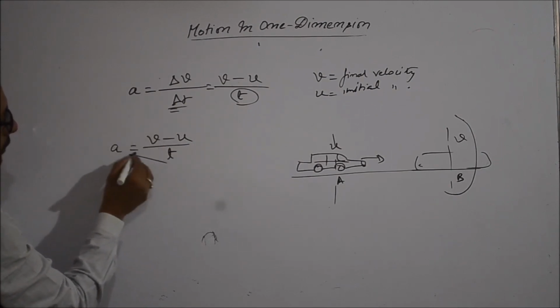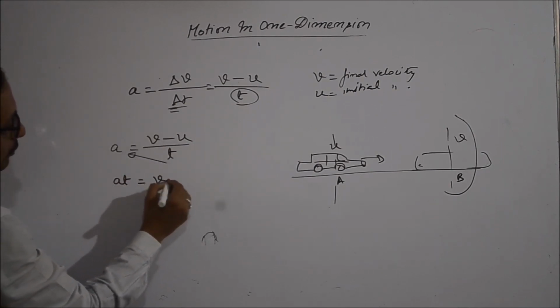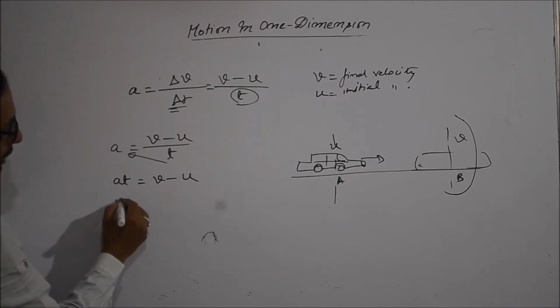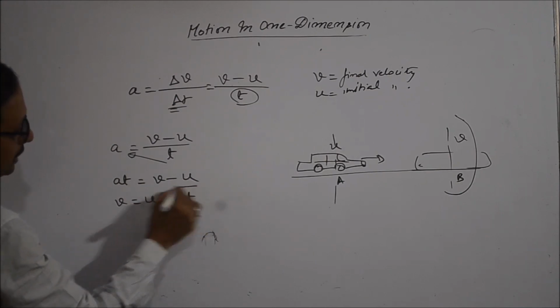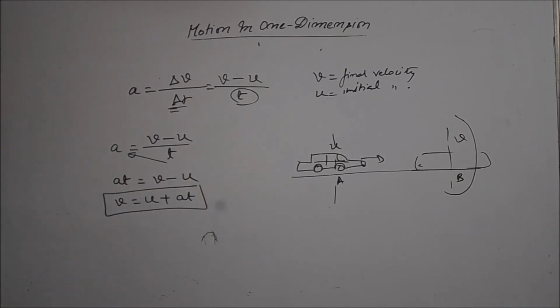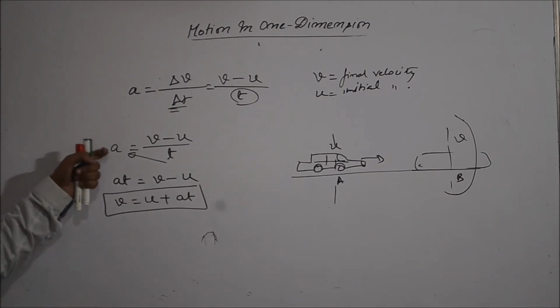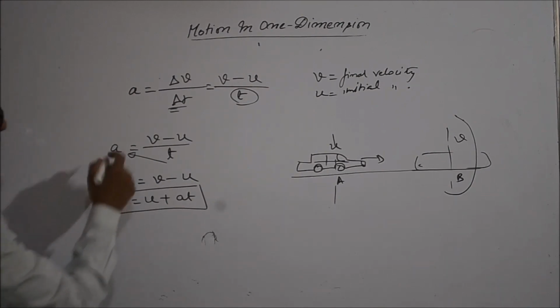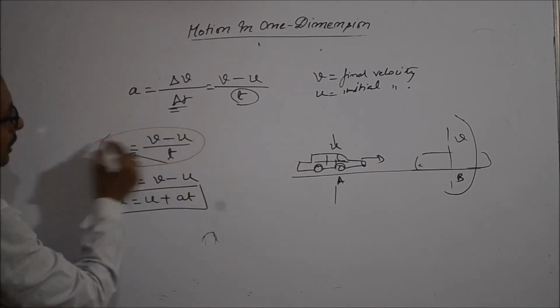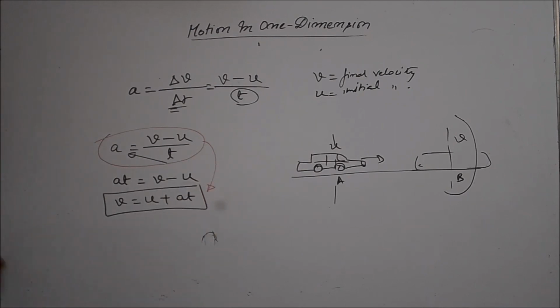From here I can cross multiply and write at equal to v minus u. Then, if I take u over here, v equals u plus at. This is one of the important equations of motion in one dimension. So you need to understand this part. There is nothing to memorize. I tell you repeatedly, there is nothing to memorize. If I understand this one, then from here only I can get this equation. Hope you have understood how v equal to u plus at we got.